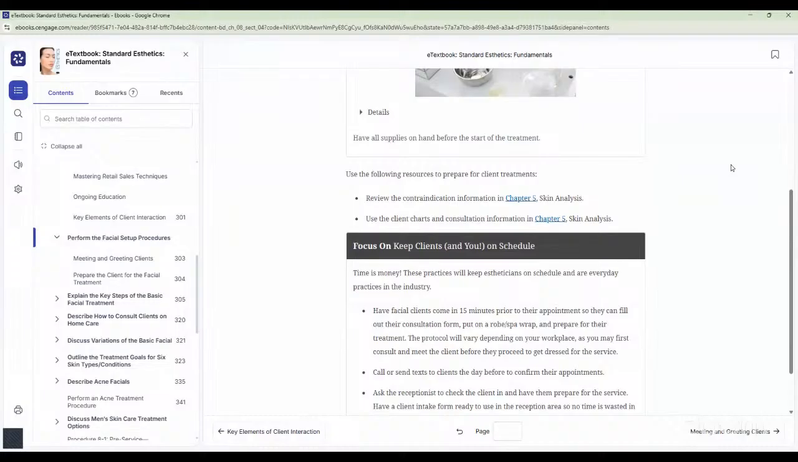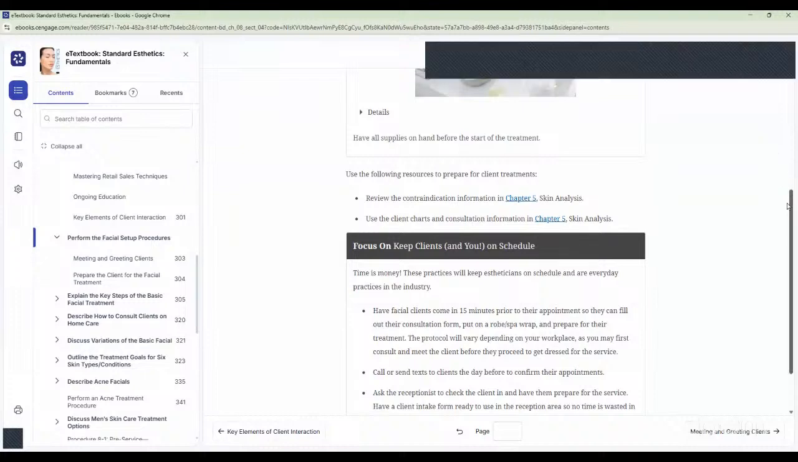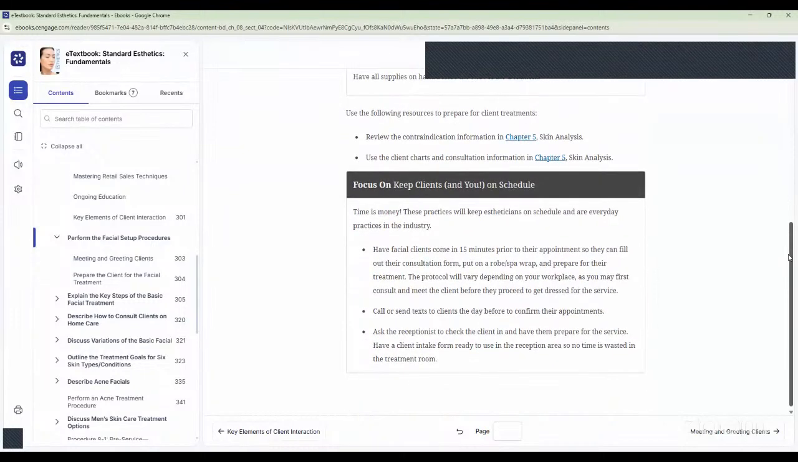Okay. In chapter 5, you're going to review the contraindication information. Also, chapter 5, you're going to review the skin analysis. From 5, and I told you before, 7 through 10 are going to be great components for you to study when it comes to the PSI exam. All right.